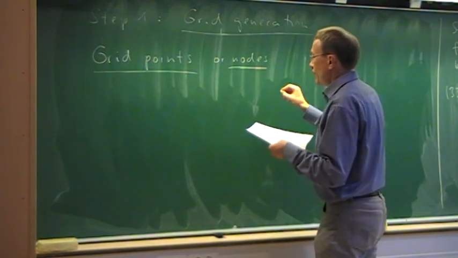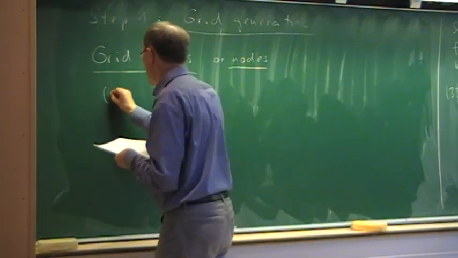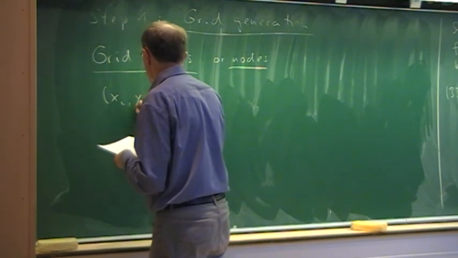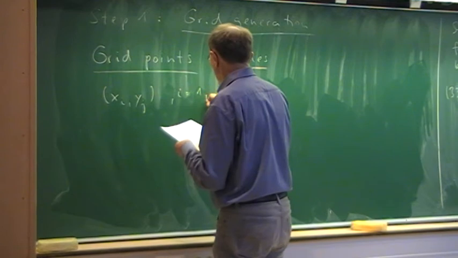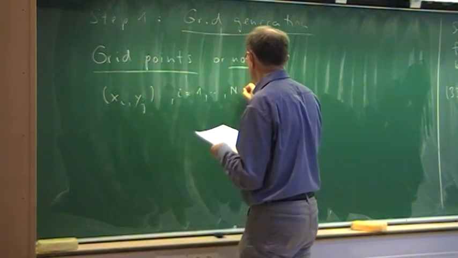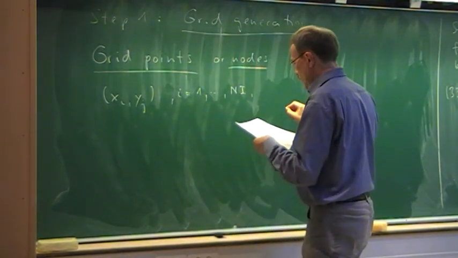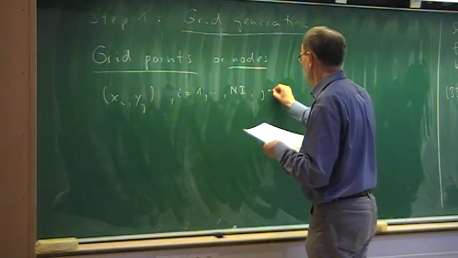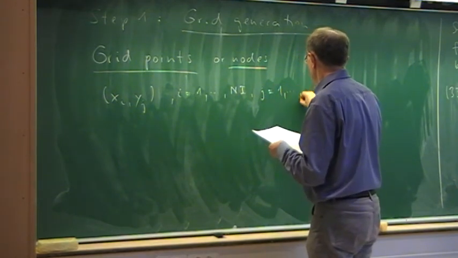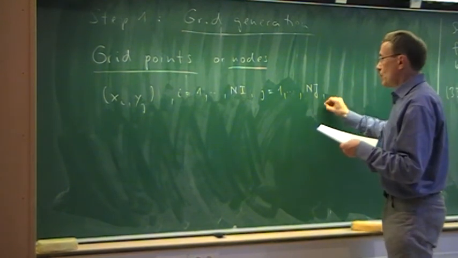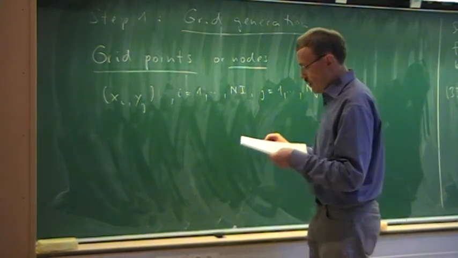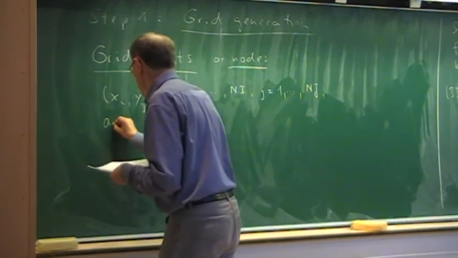are the following. They are x_i, y_j. And we let the i go from 1 to ni, and the j from 1 to nj. And they are chosen similarly as in 1D in each direction.